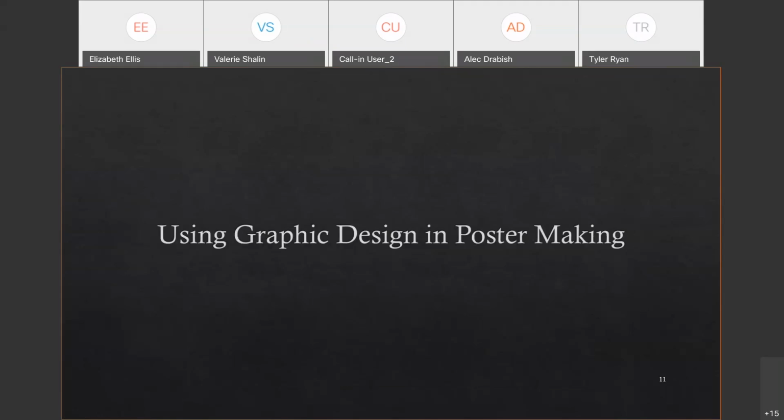Okay, now we're where I thought I was. I hate that when I forget there's a slide somewhere. All right, so using graphic design in poster making. So I have many hobbies. I don't know why, but I do. One of them is graphic design. I also have several friends who are in graphic design, and so they kind of helped me articulate some of the stuff that I wanted to say about posters.